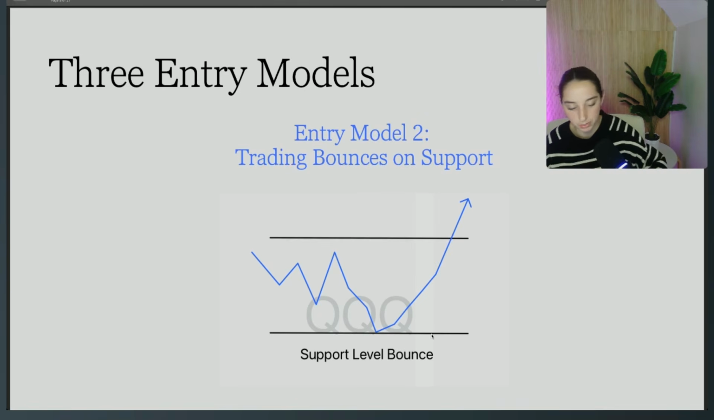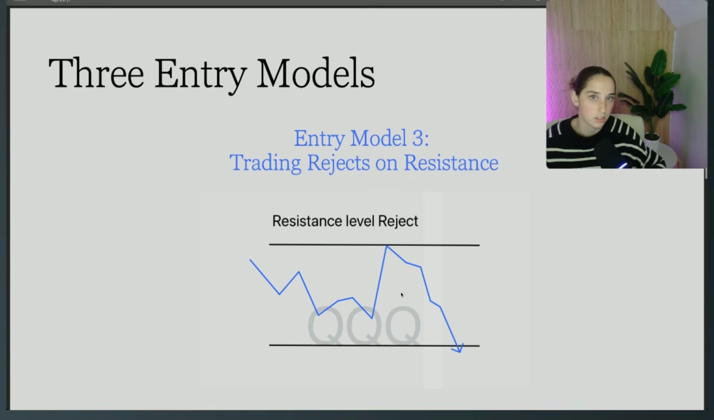So the next entry model, which is very alike to trading a bounce on support, is just the opposite. It is trading rejects on resistance. Now, what you want to see is for price to trade higher into our key level that we found on a higher time frame. We're looking at the 5-minute, and we want to see price trade higher into our resistance level.